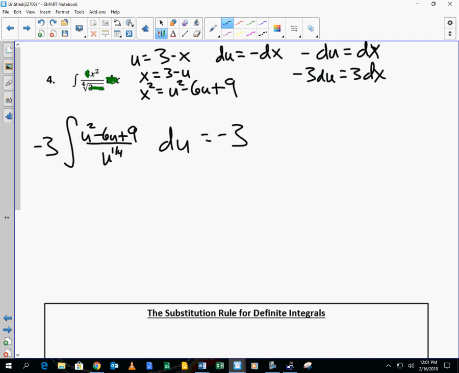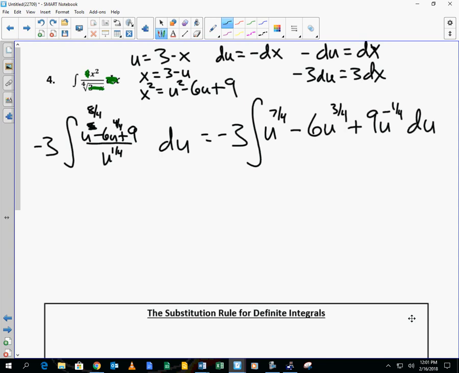All right, here we go. Negative 3 times the integral. I've got to deal with this u to the 1/4 in the denominator. I'm going to divide it in. I've got u squared, which is 8 over 4. So what is u to the 8 over 4 divided by u to the 1 over 4? U to the 7 over 4. This is 6u to the 4 over 4. What is negative 6u over u to the 1/4? Negative 6u to the 3 over 4. And then this is 9 over u to the 1/4, which is just 9u to the negative 1/4 du.